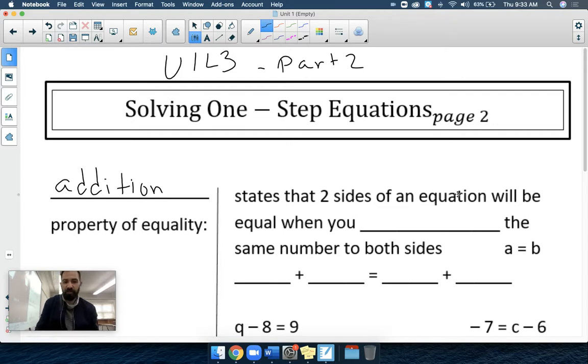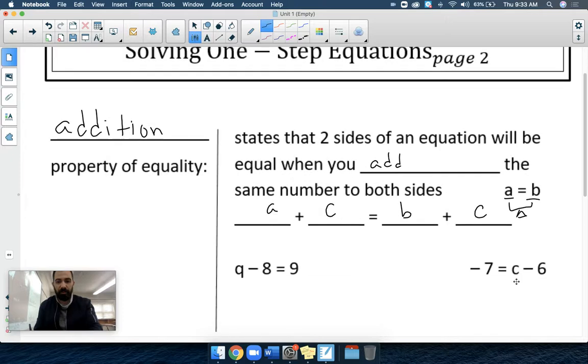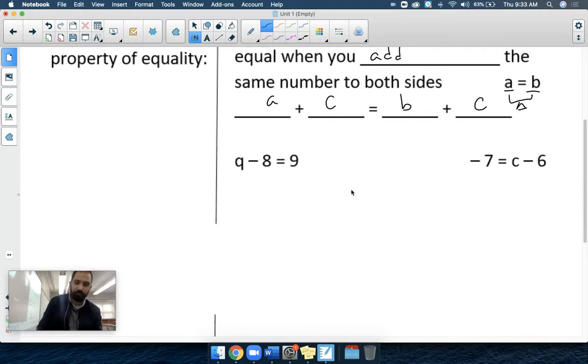It states that two sides of an equation will be equal when you add the same number to both sides. That means that if I do A plus C, that will equal B plus C. Those should be balanced. A should equal B. Let's look at an example.